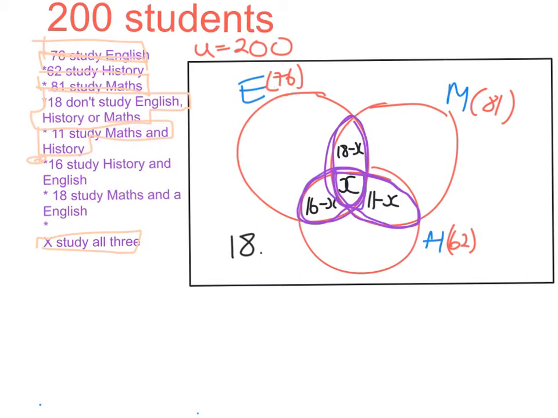So I know that 76 people should be in the English circle. So I know if I add this, this, and this, and if I take away all of those from 76, I should get the answer that goes in there. Now, because this has got x's in it, unknowns, it means I'll probably just have an expression here.